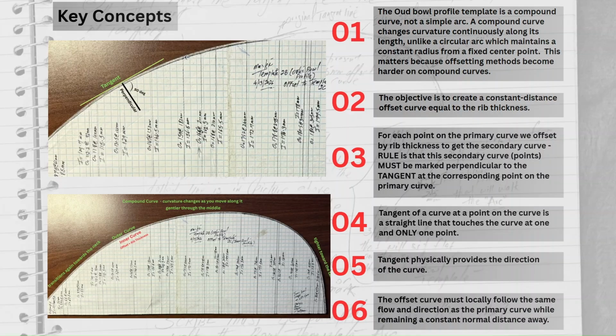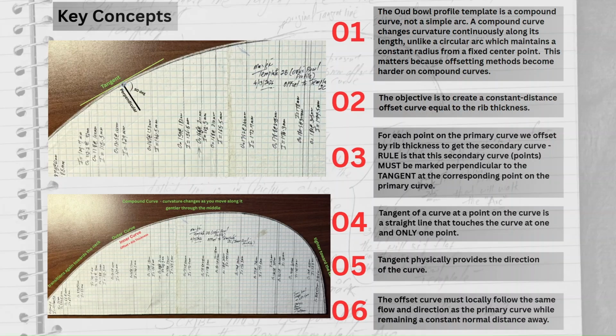Our objective is that we want to create a constant distance offset curve, which is the secondary curve, and that offset is equal to the rib thickness. Now, in order to understand how we're going to do that, we have to understand the concept of a tangent. The tangent of a curve at a point, and again, it's local, it's at a point, is a straight line that touches the curve at one and only one point. Here I've drawn a tangent just for illustration, and it's touching this primary curve at just this one point where my pointer is.